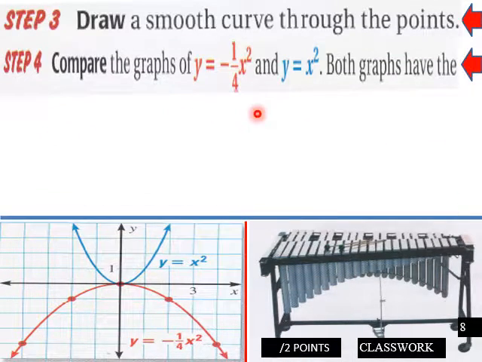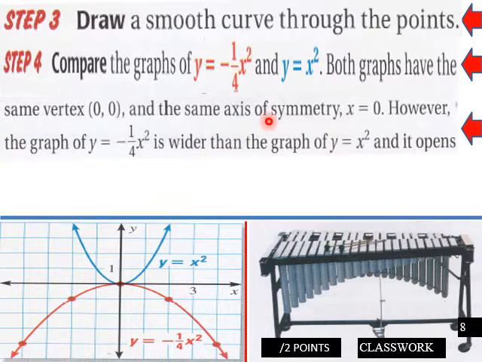Draw a smooth curve through the points. Compare the graphs of y equals negative 1/4 x squared and y equals x squared. Both graphs have the same vertex and the same axis of symmetry. Their axis of symmetry is the y-axis, x equals 0.